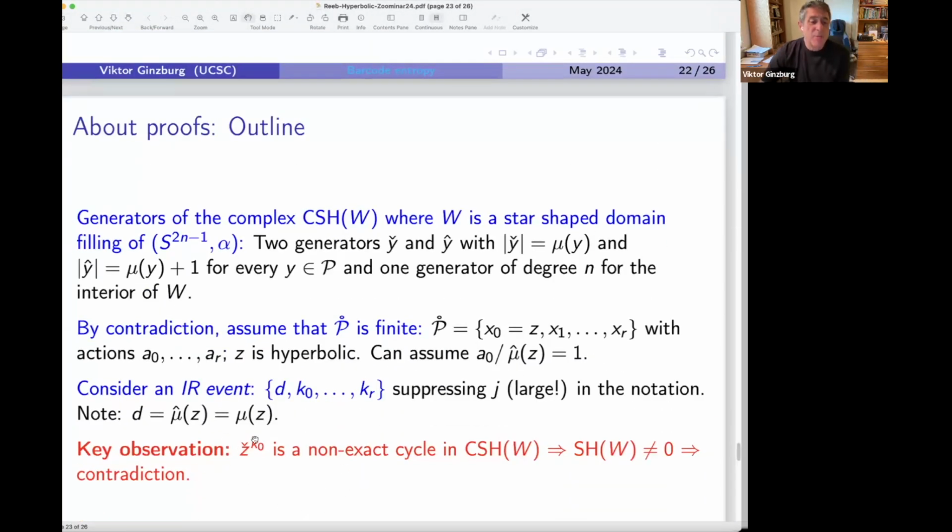So I will look at the generator which corresponds to the iteration of the hyperbolic orbit. And I claim that this is a non-exact cycle in the symplectic homology complex, which will make the symplectic homology non-zero, which is a contradiction.